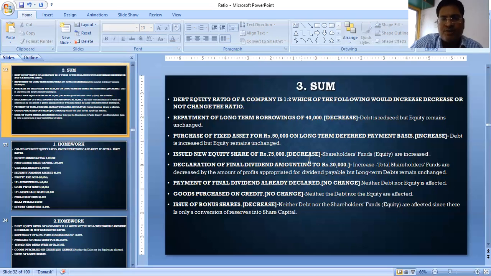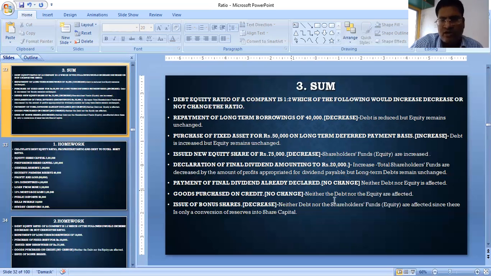Issued new equity shares, so my equity has increased, that means my denominator has increased. Debt by equity, equity denominator has increased, so my ratio will be reduced. Shareholders fund equity are increased, so it will be a reduction in the ratio. Declaration of final dividend amounting to 20,000, it will increase because total shareholders funds are decreased. Equity has decreased by the amount of profit appropriated for dividend payable, but long-term debts remain unchanged. My reserves has reduced because the amount has been taken away from the reserves to dividend.